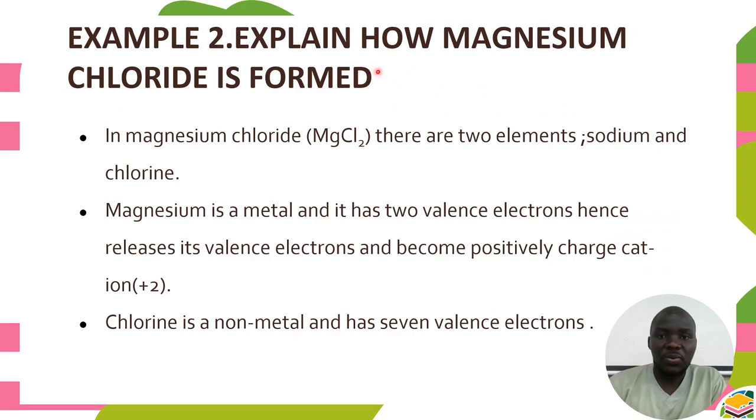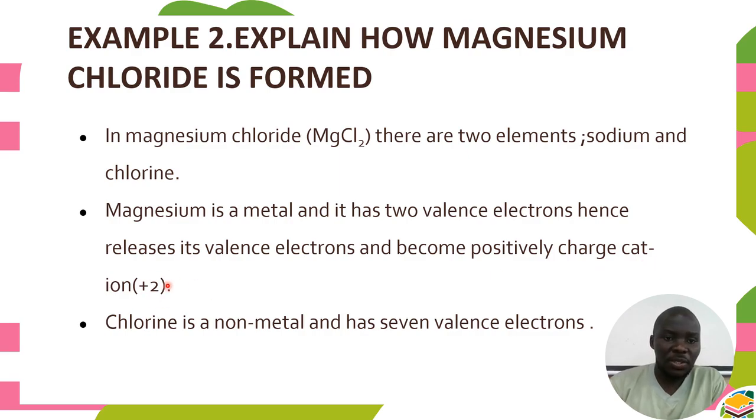Example 2, we can also use an element from group 2. We have magnesium and chlorine. So when magnesium and chlorine combine, they form magnesium chloride, as you can see in the chemical formula. In magnesium chloride, there are 2 elements as well. We have magnesium and chlorine. Sorry for the typing error here. Magnesium is a metal and it has 2 valence electrons. Hence, it releases its valence electrons and becomes a positively charged cation.